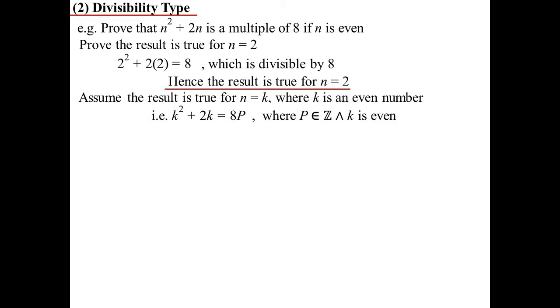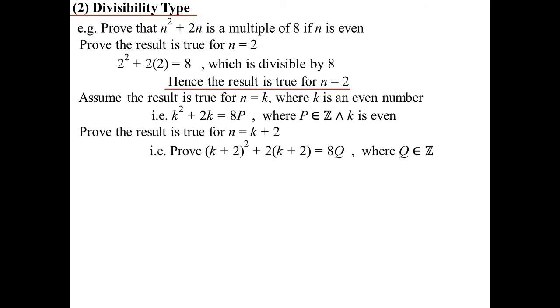So we know it's true for that first case. I'm going to assume it's true for n equals k, where k is an even number. Another way of doing that, I suppose, is you could say, prove it true for n equals 2k, where k is an integer. And that's another way of saying it's an even number. So k squared plus 2k equals 8p, where p is an element of the integers and k is also even. Prove it for n equals k plus 2.